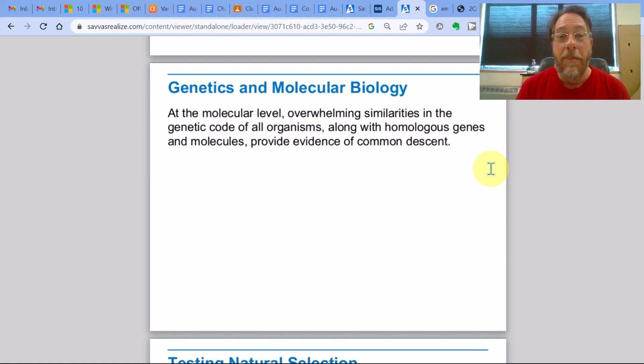Where were we? If you look at the genetic code of different organisms, you can see that the more closely related they are, the more similar they are.